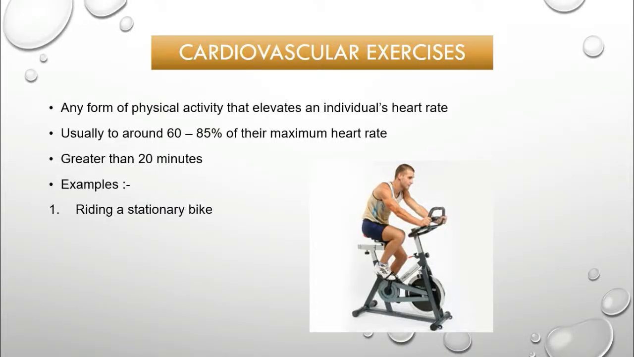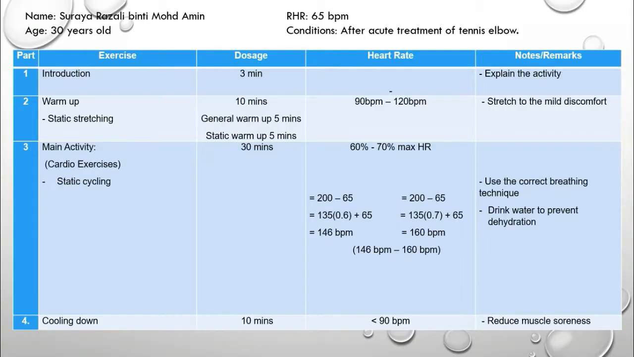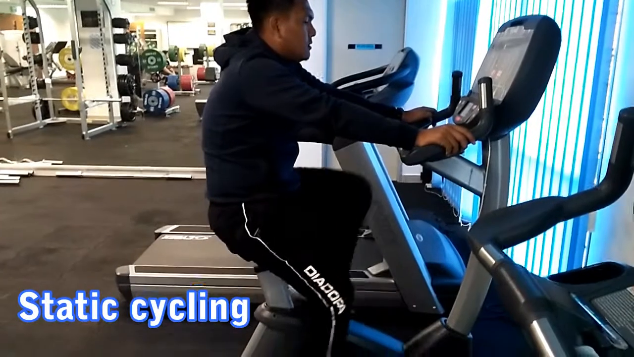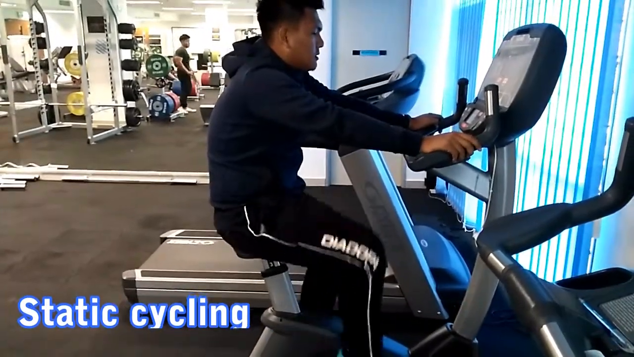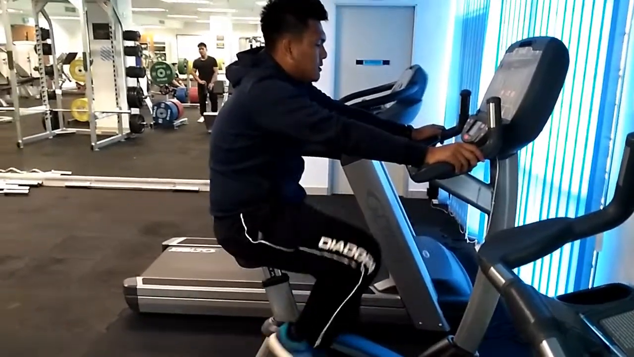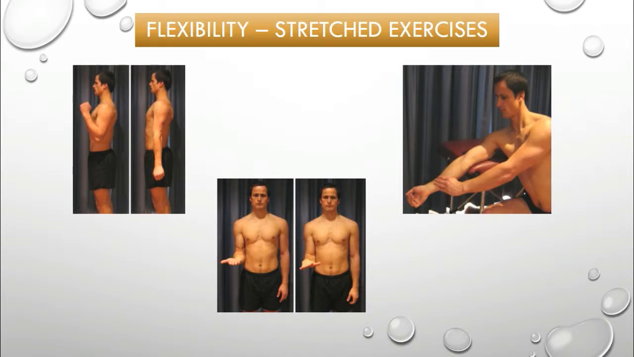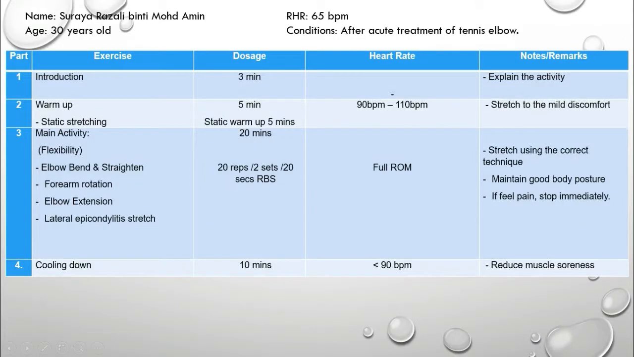For cardiovascular exercise, riding a stationary bike is the best choice. Heart rate must be 60% to 70% of max heart rate. For flexibility, which is stretching exercise, we include elbow bend and straighten, forearm rotation, elbow extension, and lateral epicondylar stretch. Do this for 20 reps, 2 sets, and 20 seconds rest between.